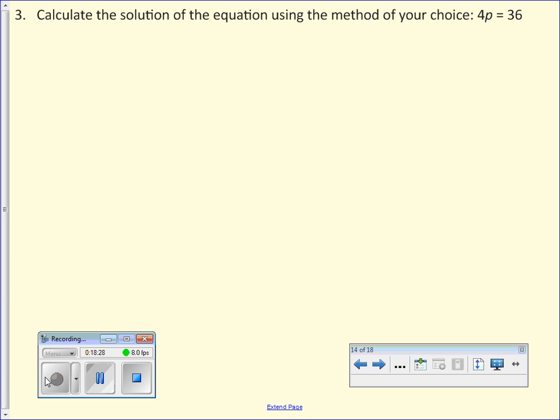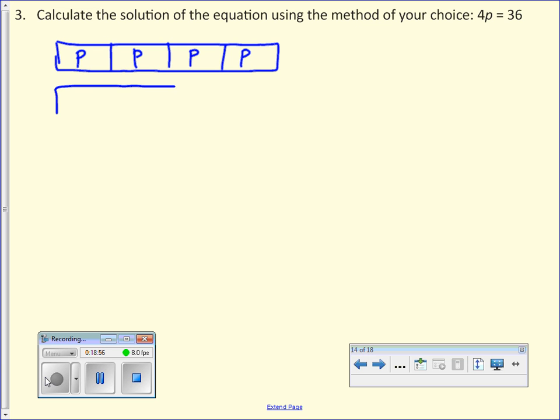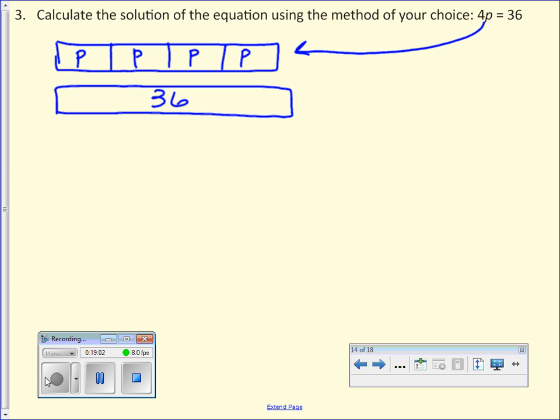All right, let's do number 3. Do you want to do a tape diagram or algebraic? Algebraic. How many of you feel like you need more practice with the tape diagrams, though? All right, let's do a tape diagram. So I have 4 P's. My 4 P's equal 36. So I took this side and wrote it here. I took that side and wrote it there. Are we okay with how I drew my tape diagram?